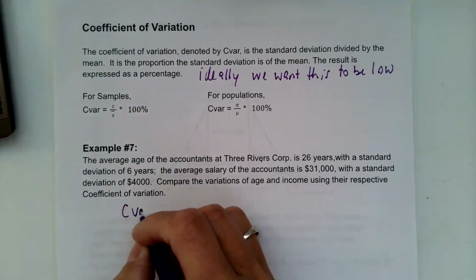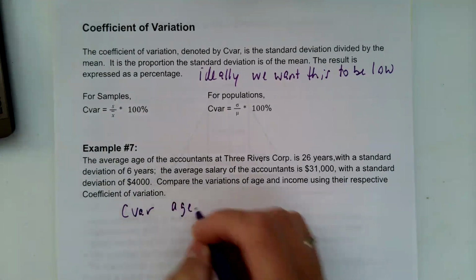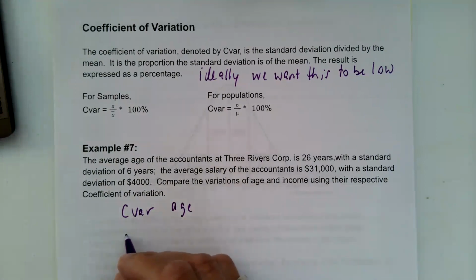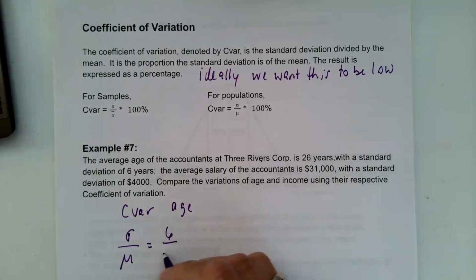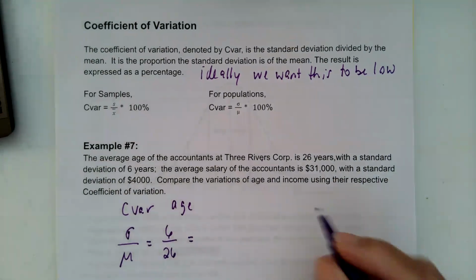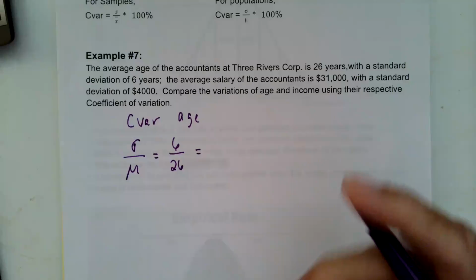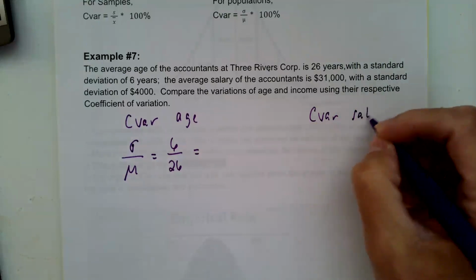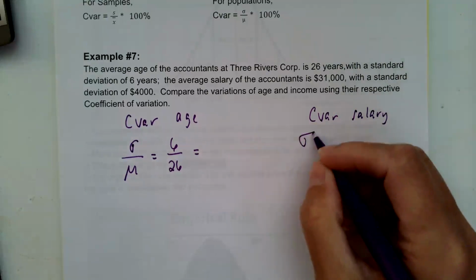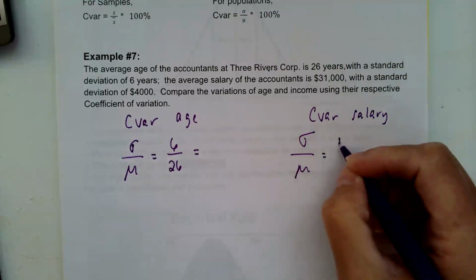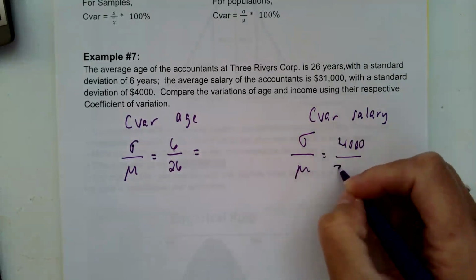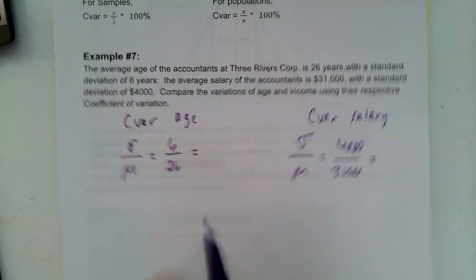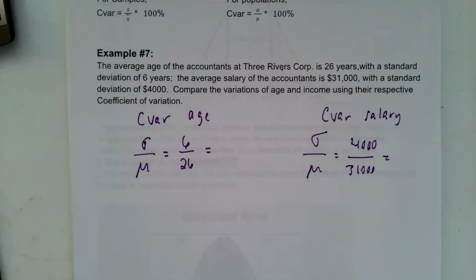So let's look at the C-var for age. And that would be sigma divided by the mean. And so that would be 6 divided by 26. And I can fill that in Desmos here in just a minute. And then the C-var for salary is 4,000 divided by 31,000. And then we'll come back and discuss what these tell us about the data.